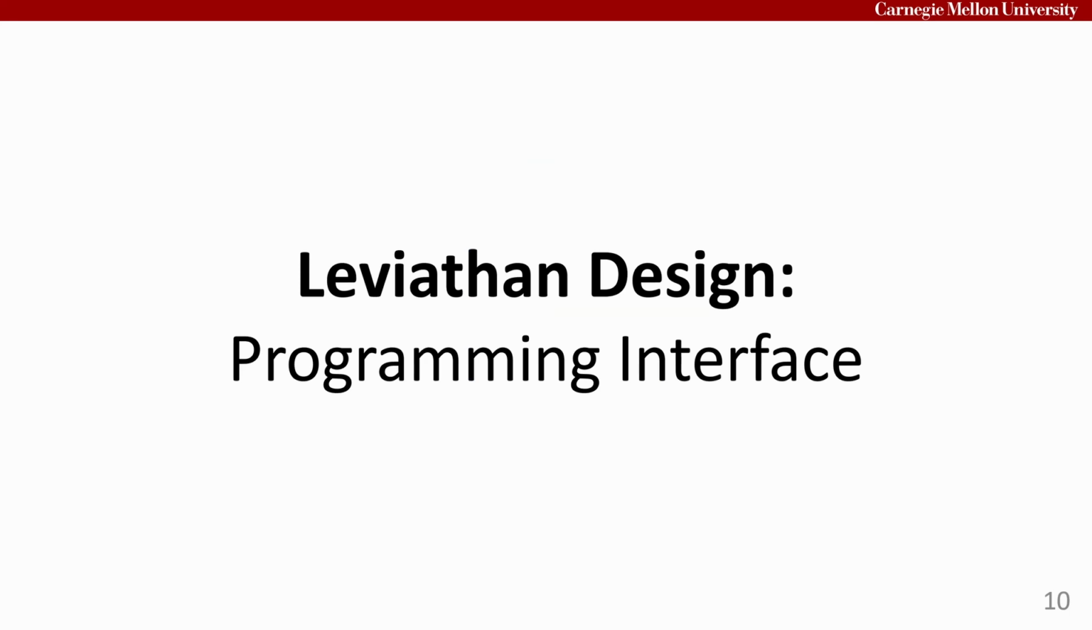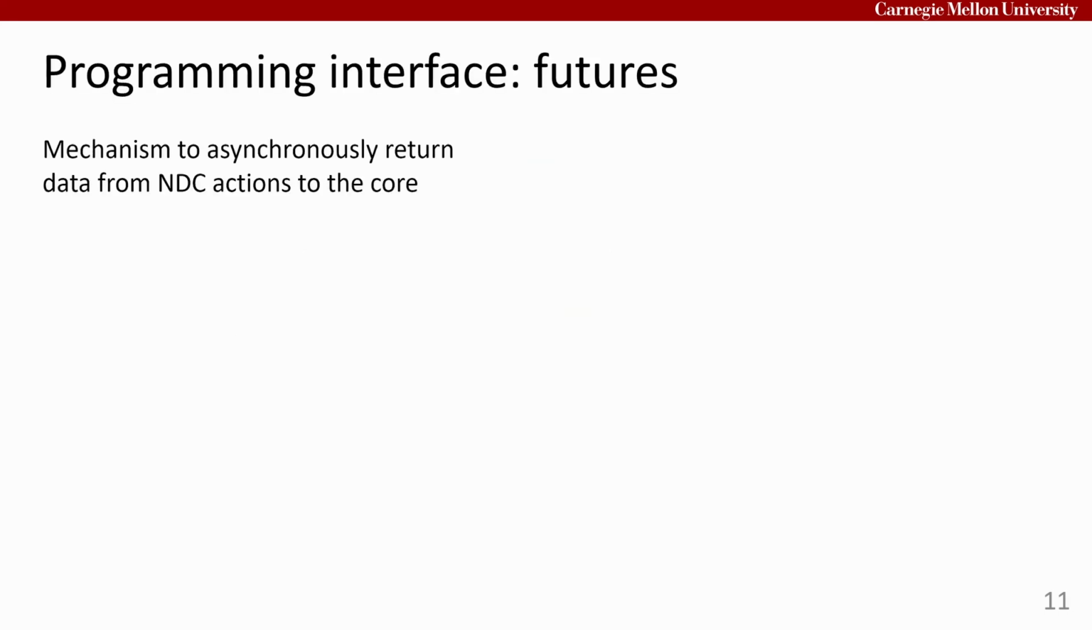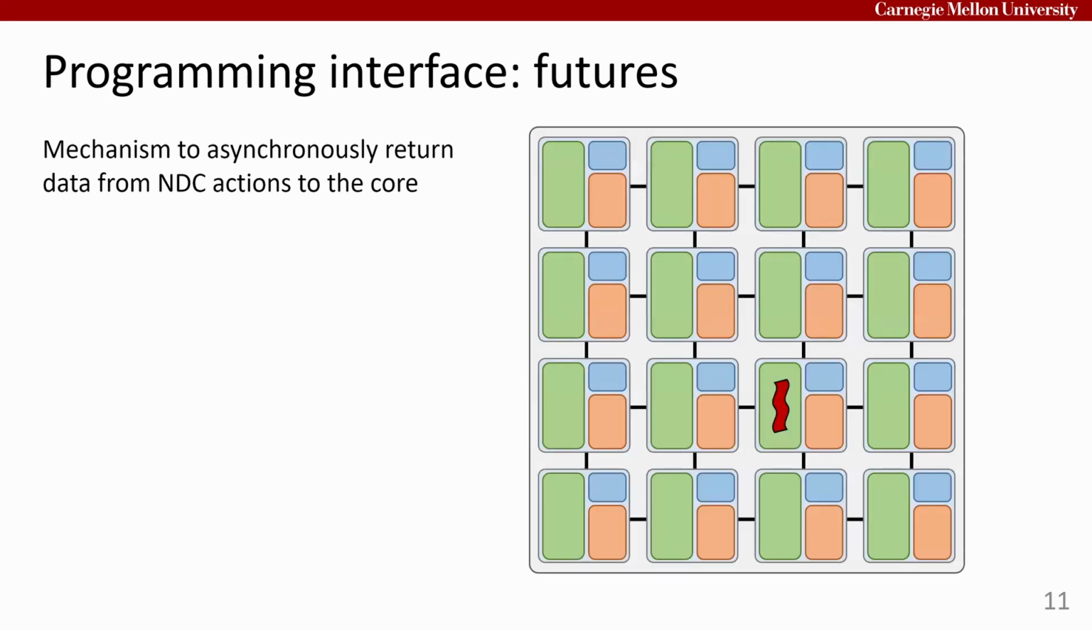Having seen an example NDC application, let's now look at how Leviathan supports NDC, starting with the programming interface. We first look at the core's point of view. For NDC paradigms that return data to the core, we provide a future mechanism, which is simply a structure that provides the data to the core when it's available. Let's walk through the linked list example.